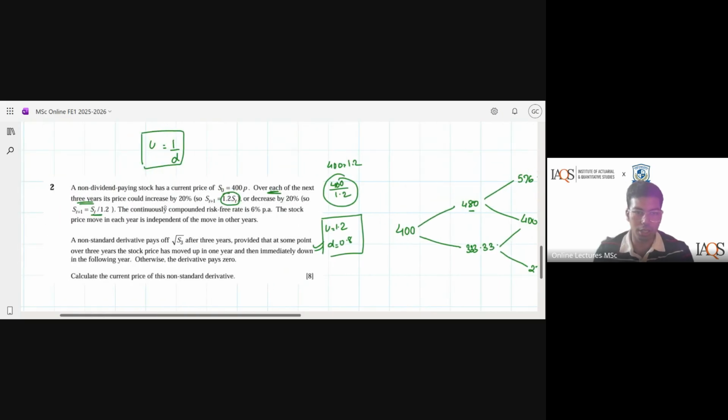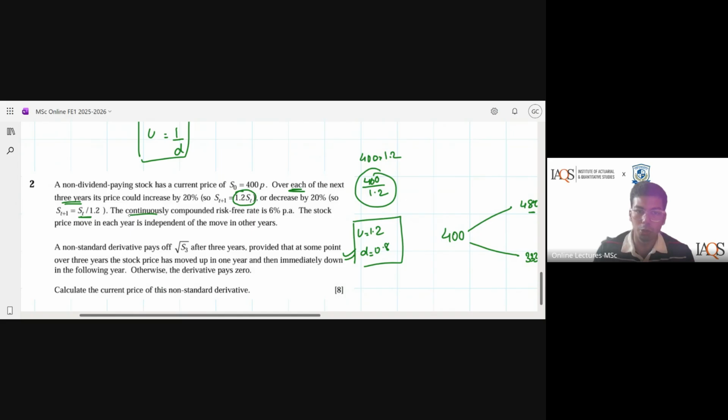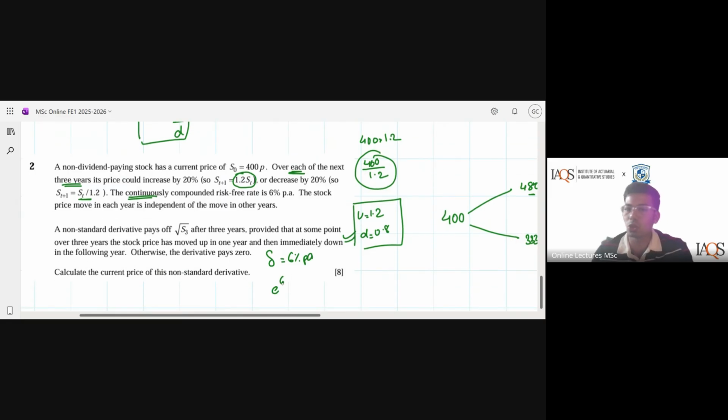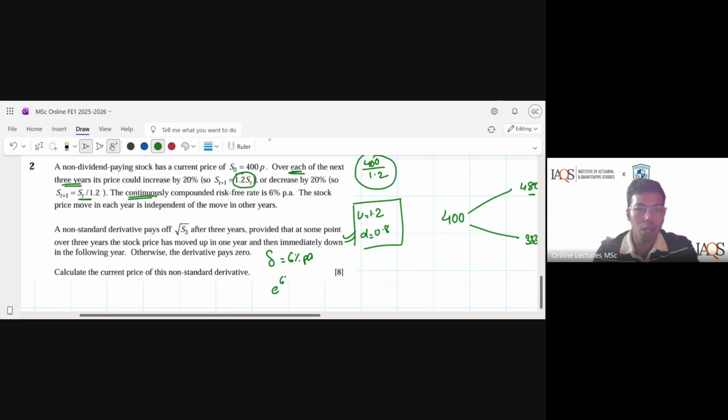Now let's see what they're asking. The continuously, they've told me the word continuously. I know it means delta. The continuously compounded risk-free rate is 6% per annum. That means I can very comfortably use e raised to 6% throughout my question, or e raised to minus 6%. The stock price move in each year is independent of the move in other years. That's fine.